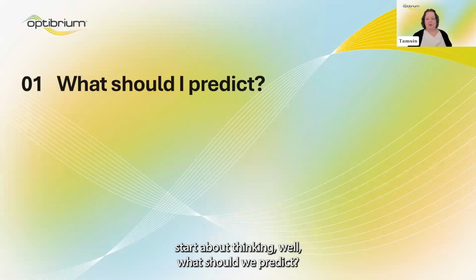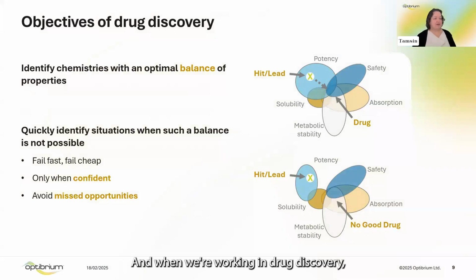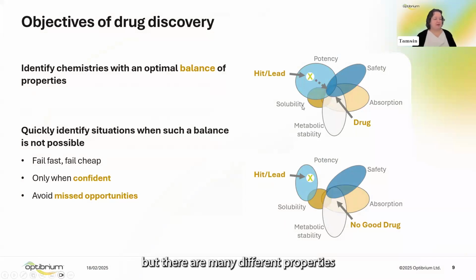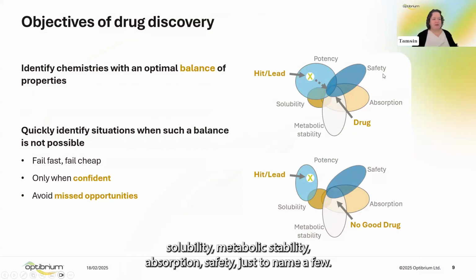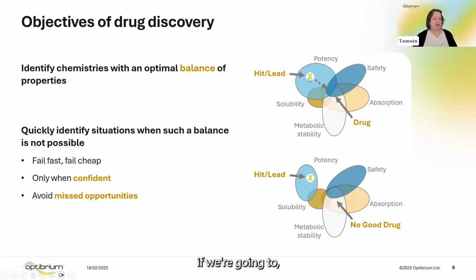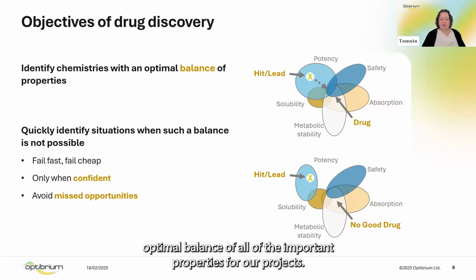So let's start by thinking, well, what should we predict? When we're working in drug discovery, we're not only thinking about the potency of compounds, but there are many different properties: solubility, metabolic stability, absorption, safety, just to name a few. These are all things that we need to consider in our projects if we're going to get from that initial hit or lead compound that shows some degree of potency to this sweet spot here where we've got this optimal balance of all of the important properties for our projects.